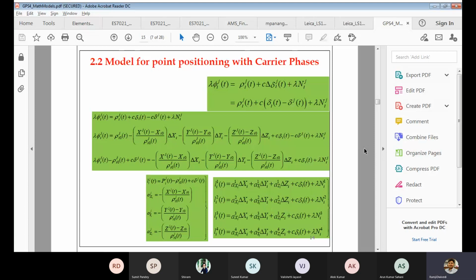So I hope it is clear. The second equation follows the similar pattern to the previous equation, where we open up the first geometric term and, by linearizing, we have rho ij naught t minus the coefficient of the first partial differentiation, the coefficient of the second partial differentiation, and the coefficient of the third partial differentiation. Just observe it.